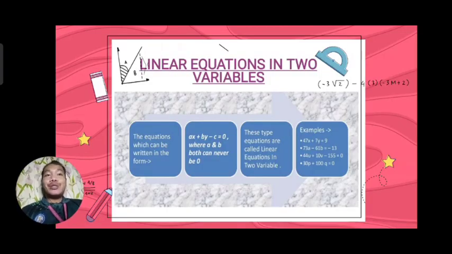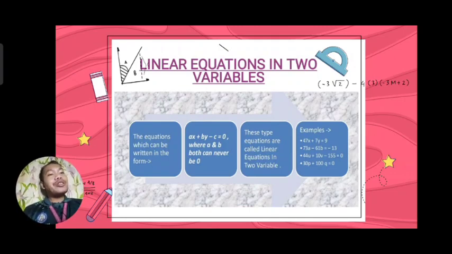Now let's proceed to linear equations in two variables. The equations which can be written in the form ax plus by minus c is equal to 0, where a and b can never be equal to 0. So meaning to say, there is a restriction again that the constants should not be equal to 0. So this type of equations are called linear equations in two variables.